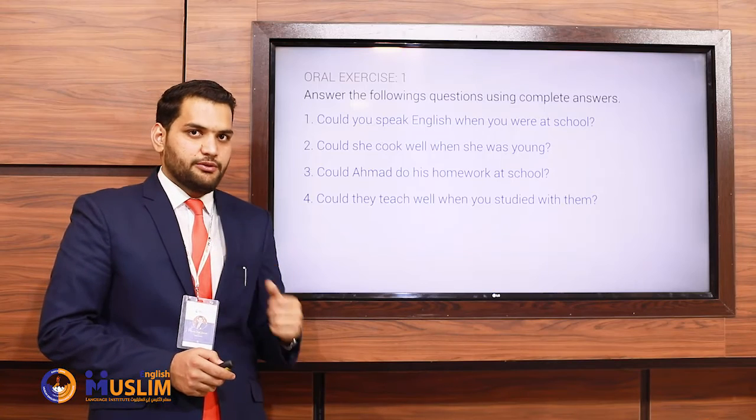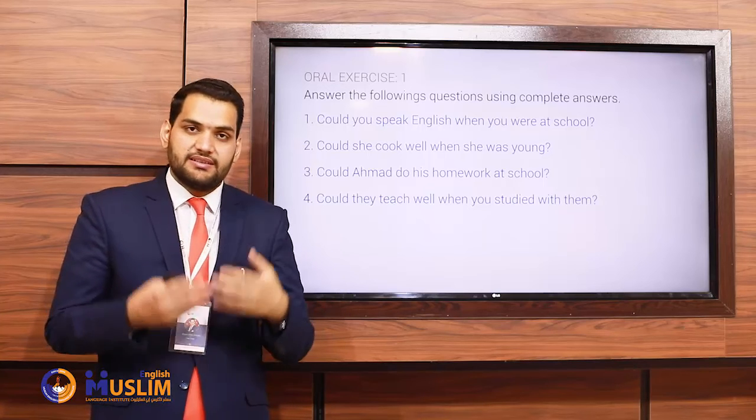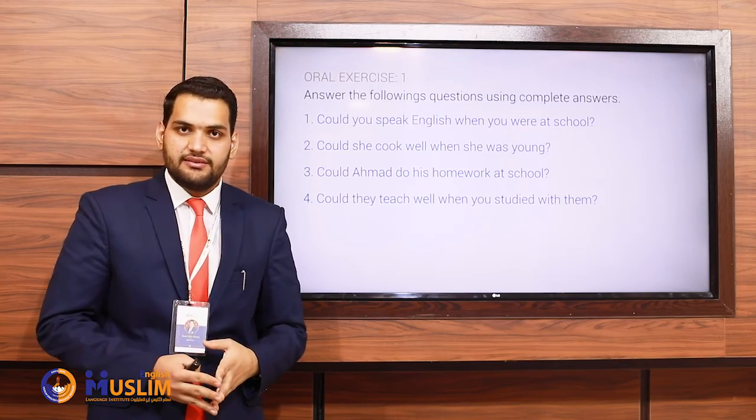Alright, so let me tell you the answers. Number two, could she cook well when she was young? Yes, she could cook well when she was young. Or if you want to answer in negation, you can say, no, she couldn't cook well when she was young. Number three, could Ahmad do his homework at school? No, Ahmad couldn't do his homework at school. Or yes, Ahmad could do his homework at school. Number four, could they teach well when you studied with them? Yes, they could teach well when we studied with them. Or no, they could not teach well when we studied with them.